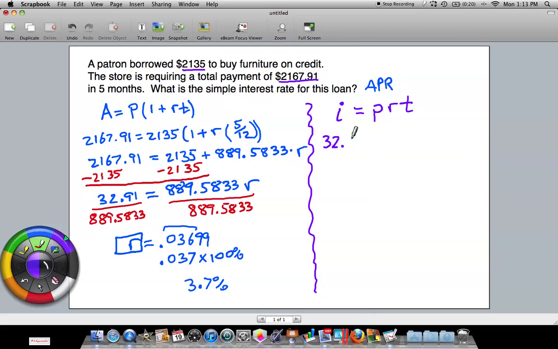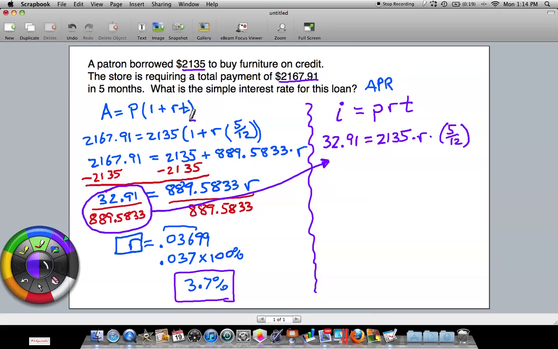So this is the amount of interest you paid to borrow the money to begin with. Then your principal would be $2135. Again, you'd still be looking for R, and T would still be 5/12. And then to solve this one, I highly suggest you just multiply those two together and then divide that decimal across. It becomes the same calculation as this one right here. So this one and that one would be exactly the same from that point on, and the answer would still give you 3.7%.